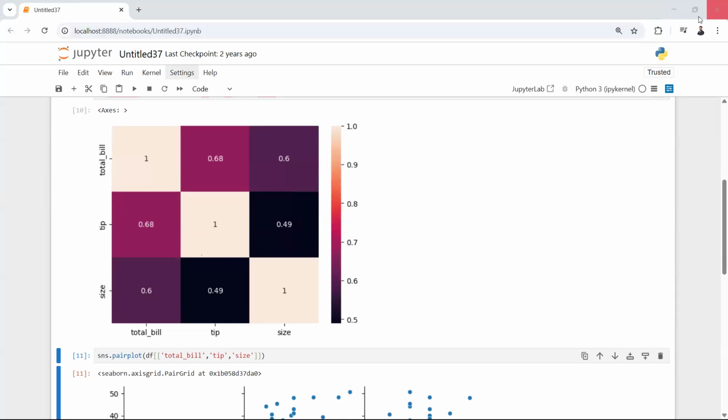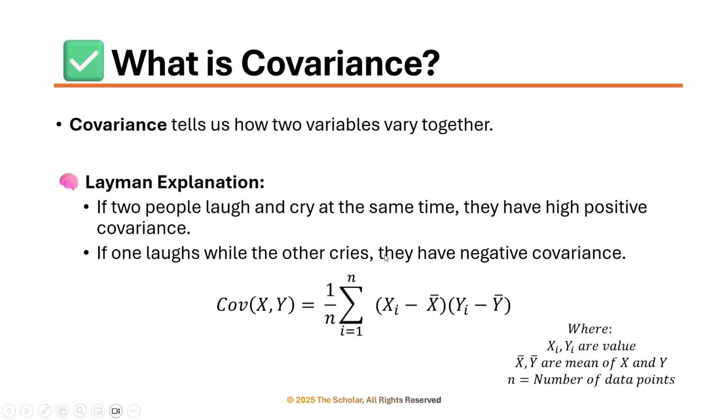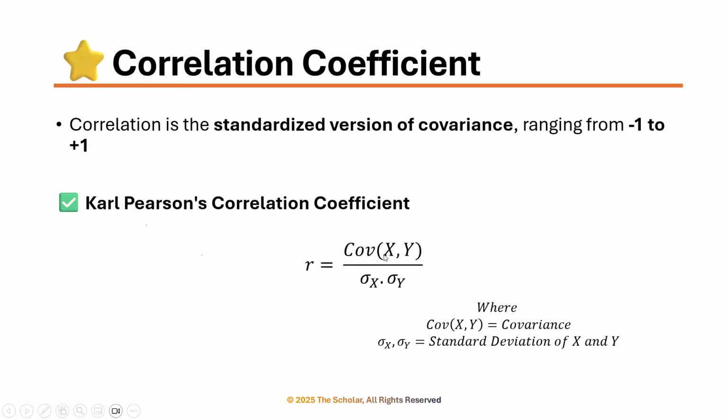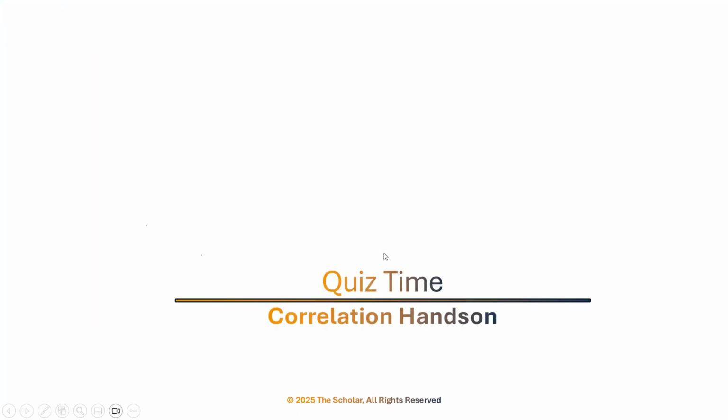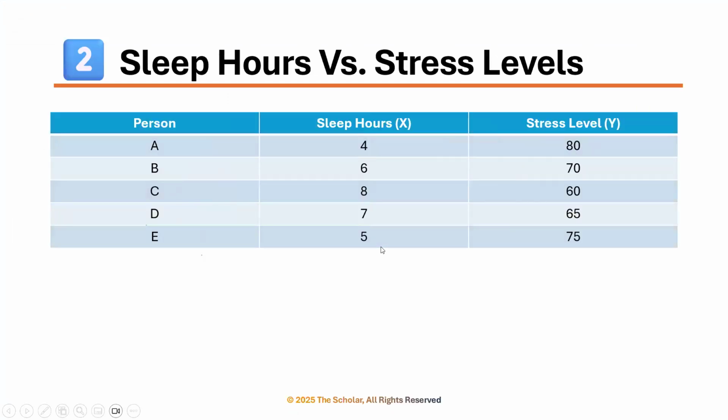Okay. So now I want you to try one calculation from your side. Then we'll check whether it is making sense or not. That is the last thing which we'll cover. Try to find the correlation between this. Give me the number. What correlation do we have? Sleep hours and stress level.